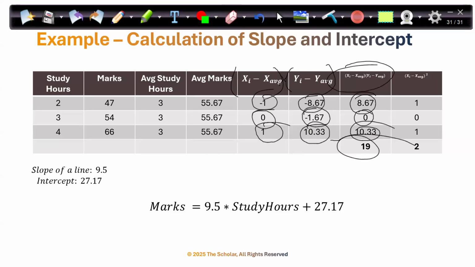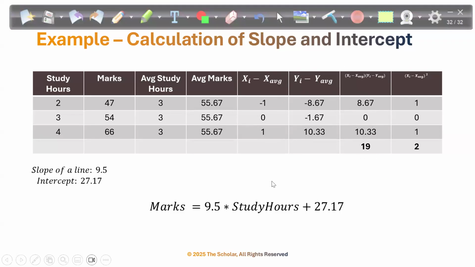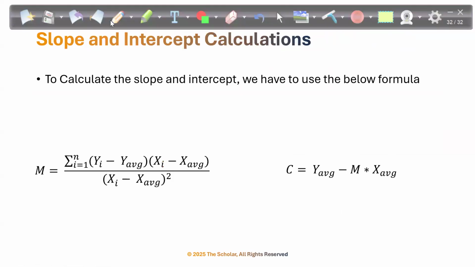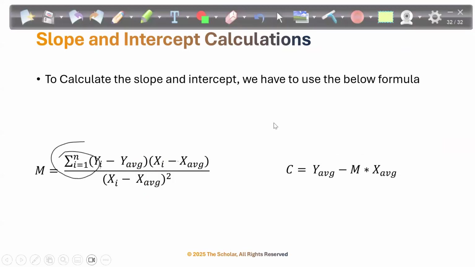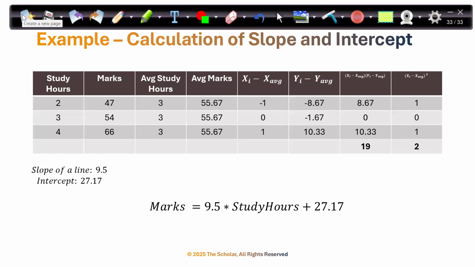If you see the formula back there, what was the formula? I am summing it up. Summation. So xi minus x average into yi minus y average, whatever you are getting, sum it up. Whatever I got here, I summed it up. That is 19. What was my denominator?